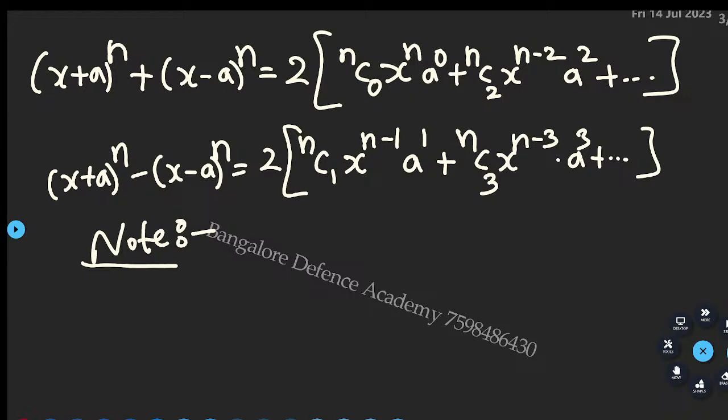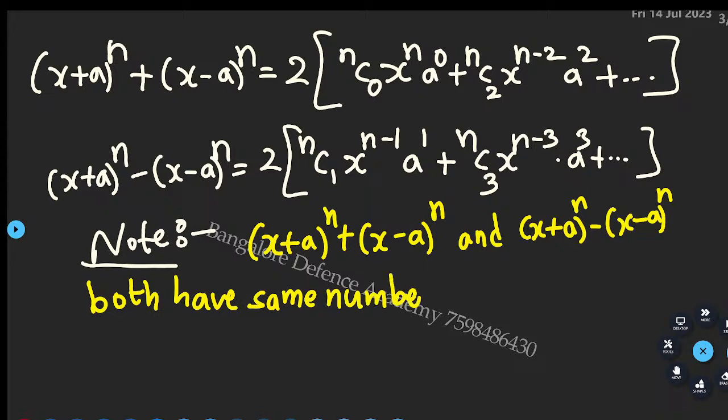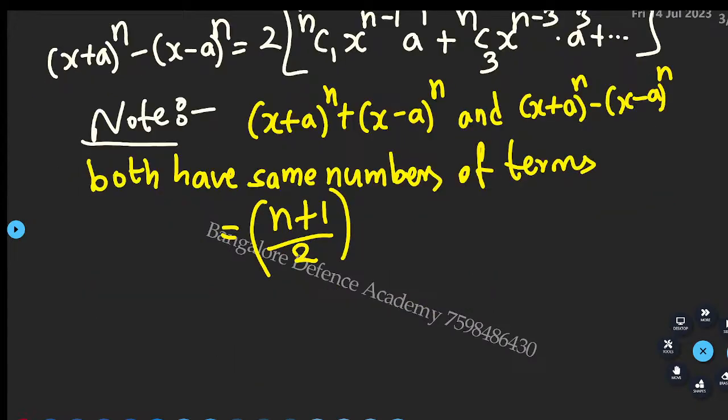Written, everyone? Take down important note. If n is odd, then write down like this: x plus a to the power of n plus x minus a to the power of n and x plus a to the power of n minus x minus a to the power of n both have same number of terms, which is equal to n plus 1 divided by 2.